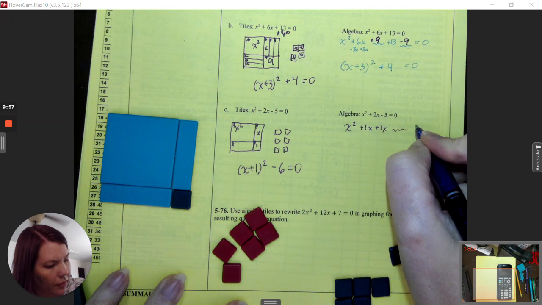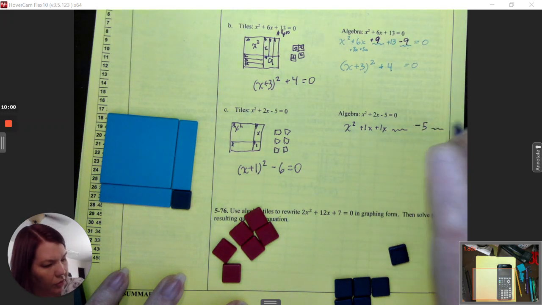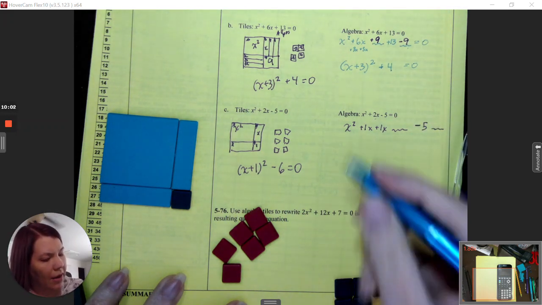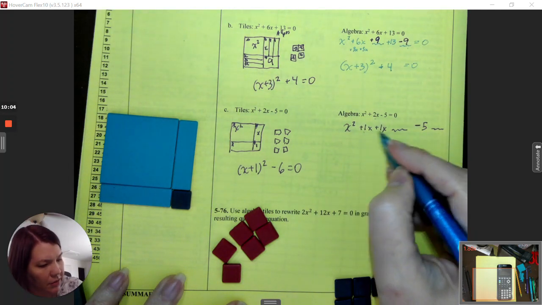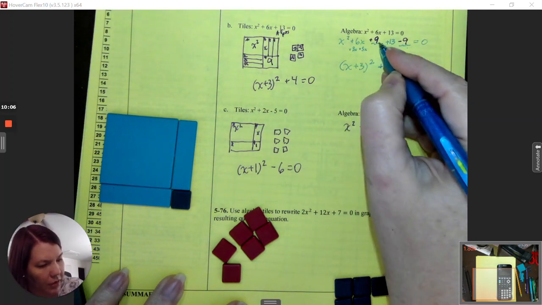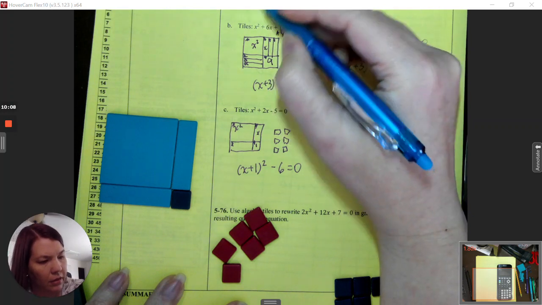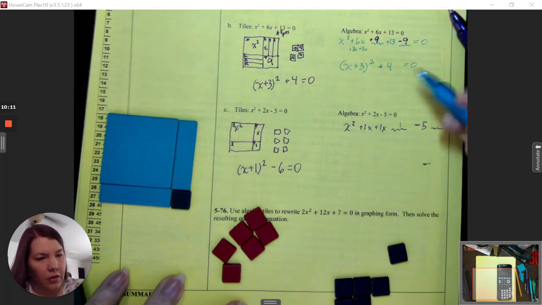But I can't add 1. It changes everything. So over here I have to subtract 1. And that's equal to 0. And so this becomes x plus 1 squared, 5 minus 1 is negative 6, equals 0.